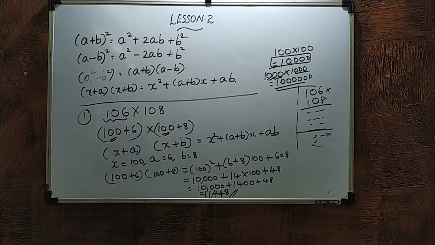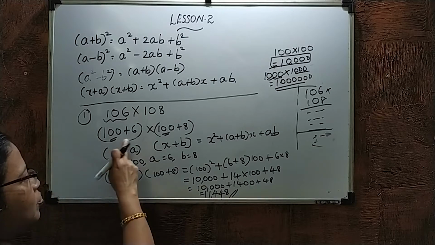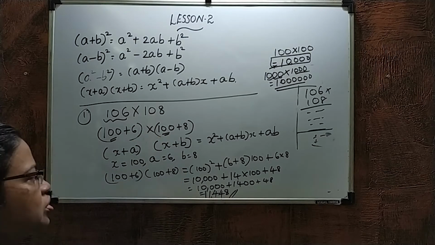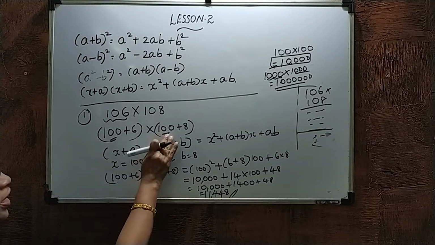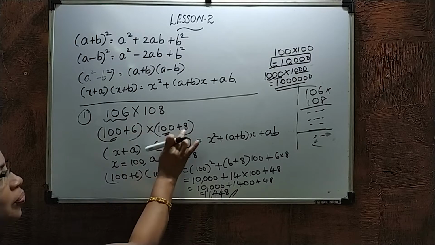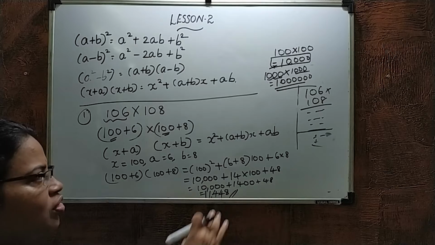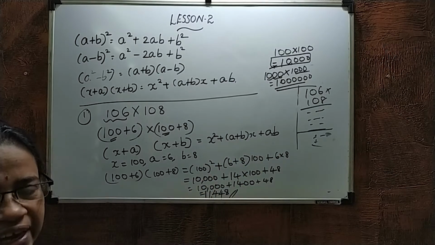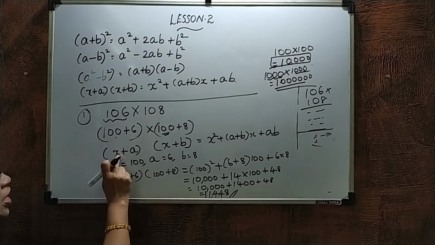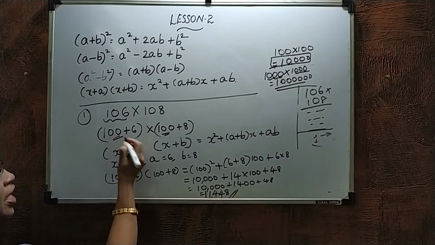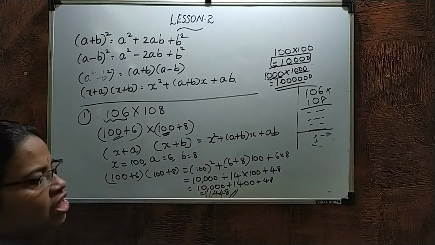Clear? Okay. So once again you have to remember, 106 you just simplified as 100 plus 6 and 108 is 100 plus 8. Then you have to find out which is the identity you are going to use. Here both the x terms are same. So here a and b are different. So you have to use the identity (x plus a) into (x plus b). Just find out the value for x, a and b. Then x is equal to 100. Just look here, x plus a, here x is 100. And then here also x plus b, x is equal to 100. A is equal to 6, b is equal to 8.